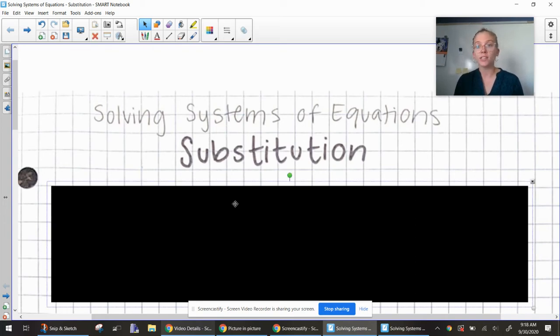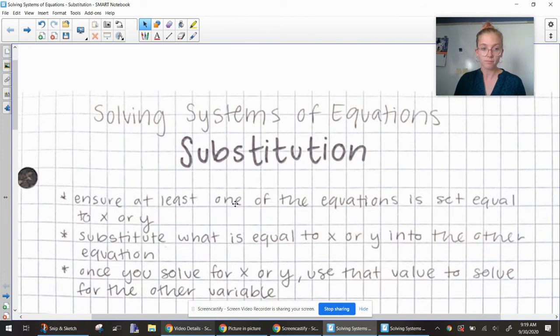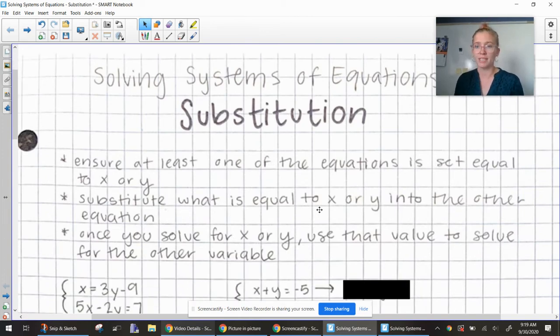Remember in the last video, we learned that a system of equations is two or more equations that are graphed in the same coordinate plane. Today we're going to just be looking at another way to get more exact answers than we can maybe get by graphing.